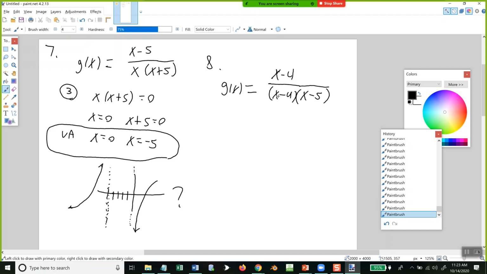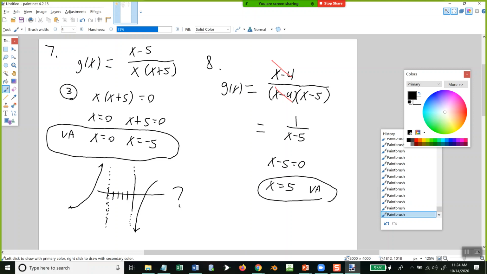Step 2, cancel if possible. I notice they both have an x minus 4. So those x minus 4s will cancel. That leaves us 1 over x minus 5. And then step 3, set your bottom part equal to 0. So x minus 5 equals 0. And solve, and that gives us x equals 5. And that's our vertical asymptote.